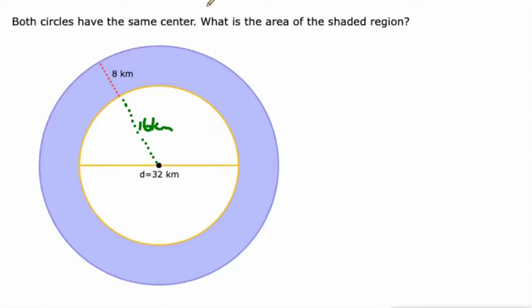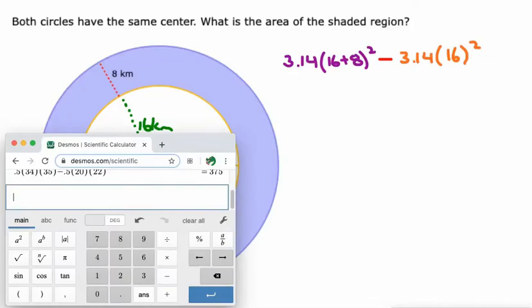All right, now we can do this. Let's take the purple one, so pi r squared, and they want us to use 3.14 for pi in this. So we're using 3.14 times 24, which is 16 plus the 8, squared. And then we're going to subtract from that the area of this smaller circle that's inside it. So that would be pi, 3.14, times radius 16 squared. All right, let's grab the calculator and let's type it in.